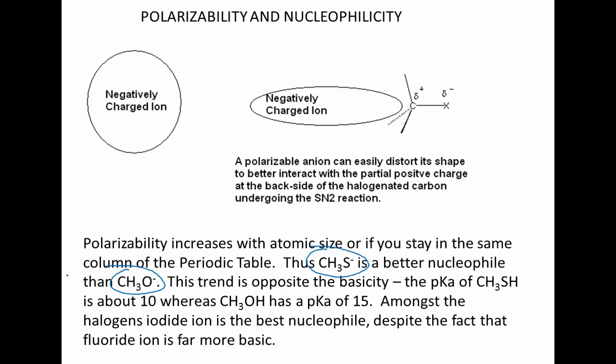And you see how the polarizability issue, or the periodic table trend, was the more important trend. So amongst the halogens, the iodide ion is by far the best nucleophile, despite the fact that the fluoride ion is far more basic. And this exists for the other columns of the periodic table too. Phosphorus things are usually better nucleophiles than the analogous nitrogen things.